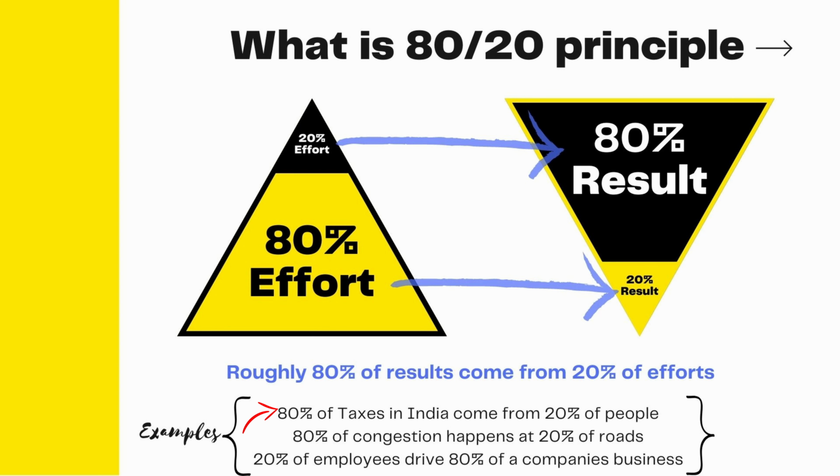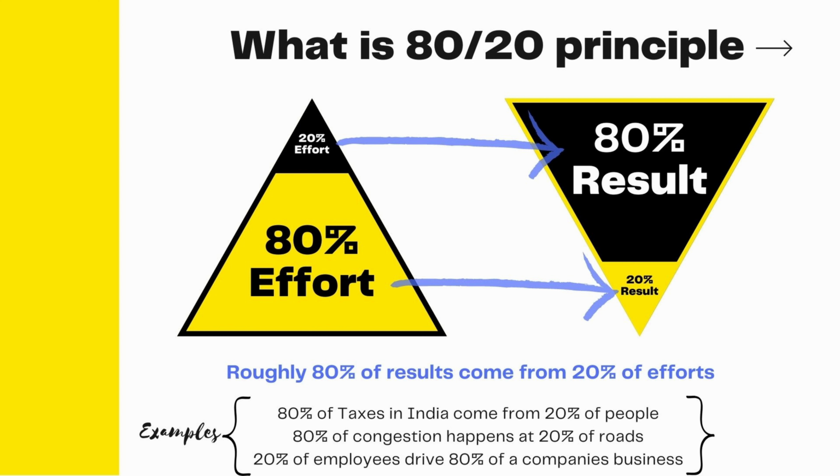80% of taxes in India come from 20% of people, which means that the rest 80% of the people only pay 20% of the taxes. 80% of congestion happens on 20% of roads. So the bottleneck for road congestion is only these 20% of roads that you have. Similarly, 20% of employees drive 80% of a company's business. That's a true fact, and that's how the 80-20 principle applies.